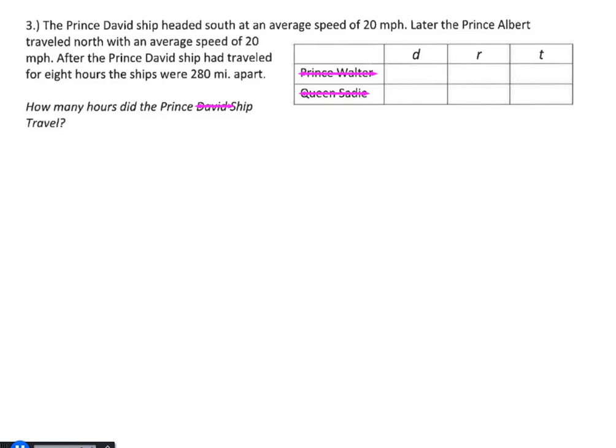Okay, in this next one that's on your worksheet, there were a few mistakes in the typing. So I want you to go ahead and change the names in the table. You'll notice these are the same names as before. So cross out Prince Walter and change it to Prince David. And then our second ship is the Prince Albert, so PA, Prince David and Prince Albert. And this question says, how many hours did the Prince Albert ship travel? So we'll start out by fixing those typos.